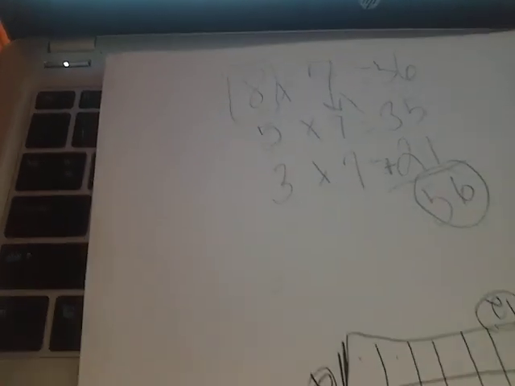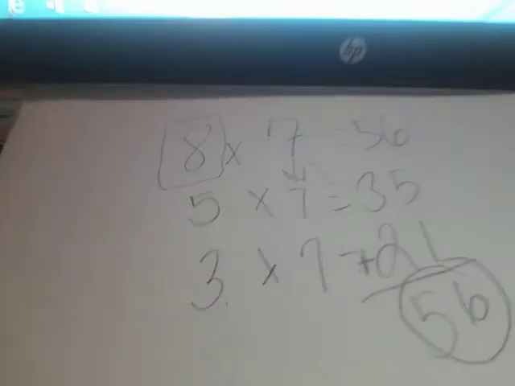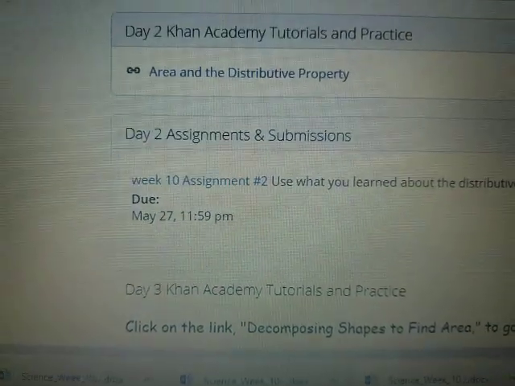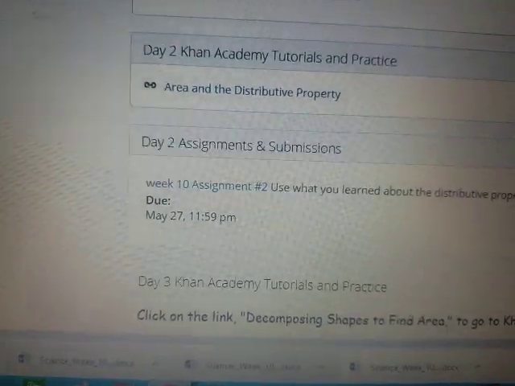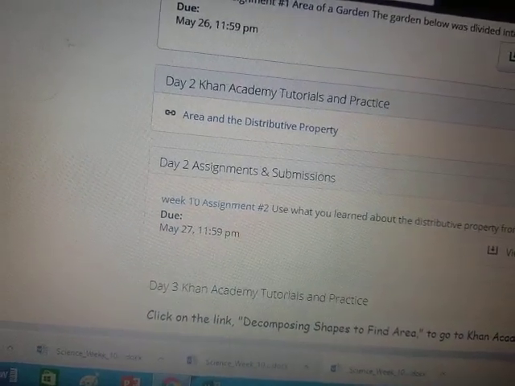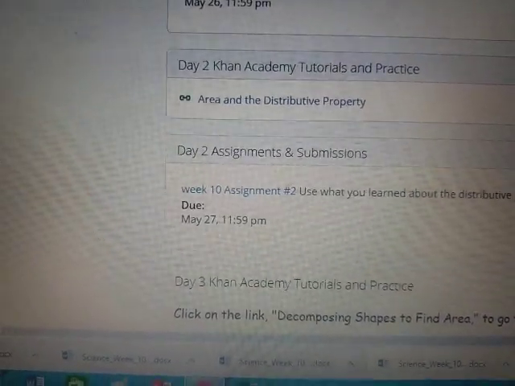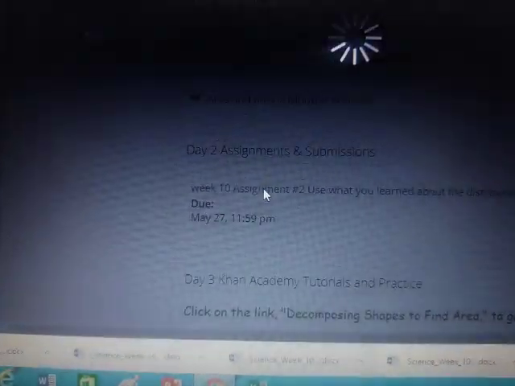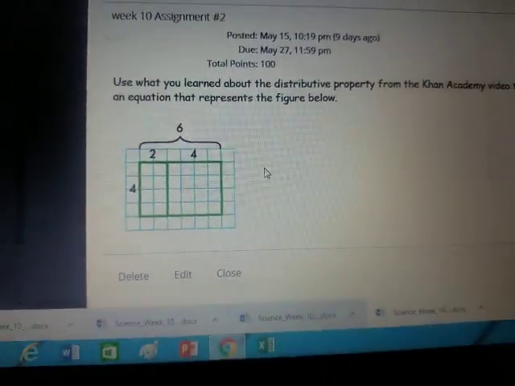Do you remember doing distributive property? Well, that's what this assignment is going to be about. And if you don't remember, Khan Academy is here to help you. You should all know, because you guys were experts when we did it in class. We spent like 4 weeks on distributive property, so I'm very confident that you should be good with that.